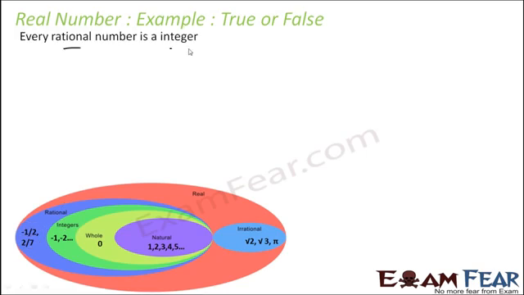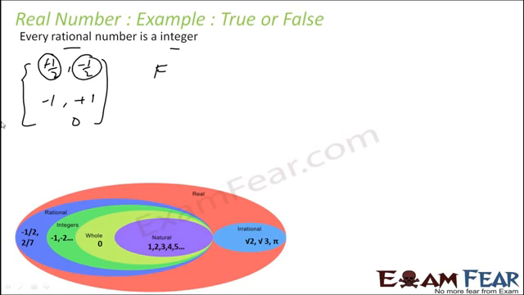Every rational number is an integer. So rational number examples can be +1/2, -1/2, -1, +1, 0. Right? All these are examples of rational numbers. Now if you see, +1/2 is not an integer. -1/2 is not an integer. But these are integers. So this statement is false. But if you change "every" to "some," and you say some rational numbers are integers, then the answer is true, because -1 is a rational number and it is an integer.